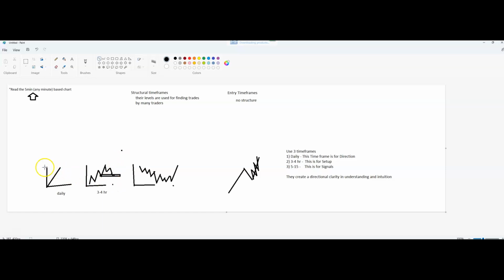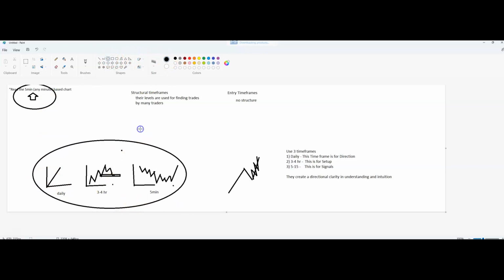All right, so the point I'm making here is, don't do this right here. Don't do this 5 minute. Do this. Okay, but you've got to learn how to coordinate all three. The first step is to have all three on your screen, and then see how they flow together. It really is quite amazing.